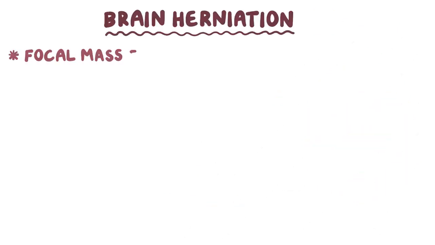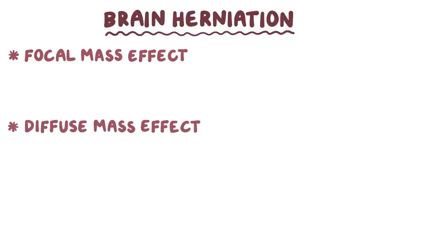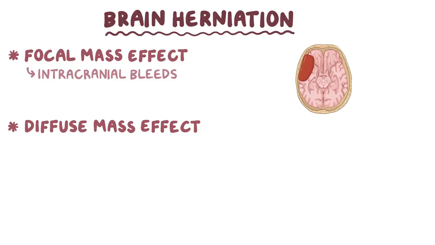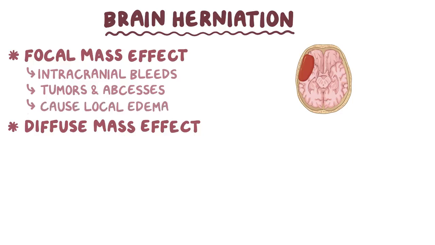So, brain herniation can be caused by either a focal mass effect, like the arterial bleed, or a diffuse mass effect, depending on whether the problem is in one area or involves the entire brain. In addition to intracranial bleeds, other causes of focal mass effects are tumors and abscesses. All of these focal masses also create surrounding inflammation, which causes local edema, and that makes the focal masses even larger.